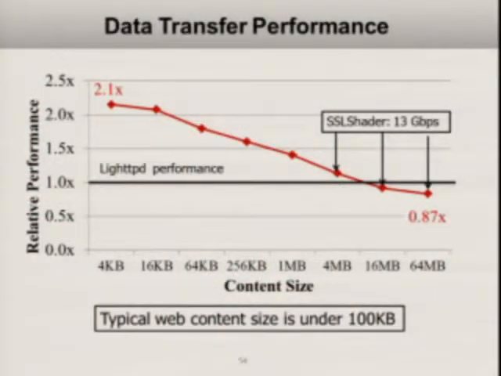The peak throughput SSLShader achieves is 13 gigabits per second at the 4 megabyte content size, and it stays constant after that. The peak throughput of Lighty is 16 gigabits per second at 64 megabytes, and it stays constant after that. I'd like to note that it's not really an apples-to-apples comparison, because SSLShader involves additional data copy from the backend web server to the kernel and from the kernel to SSLShader, because it has to do the proxying.